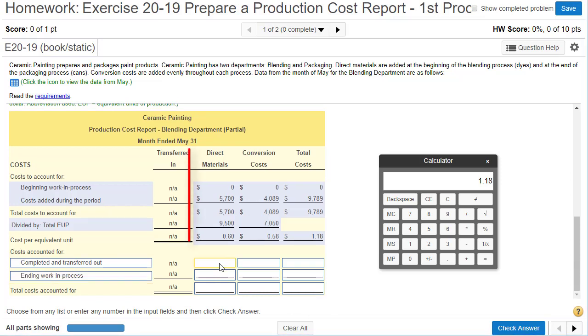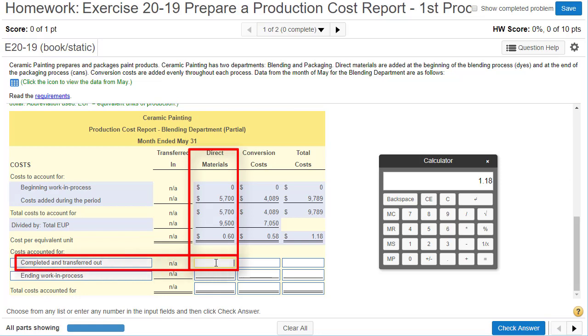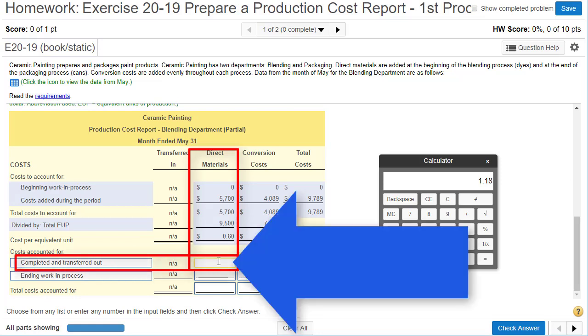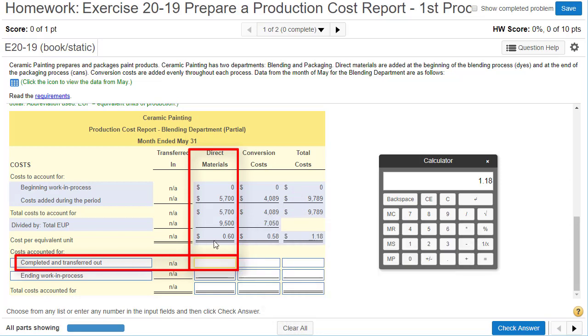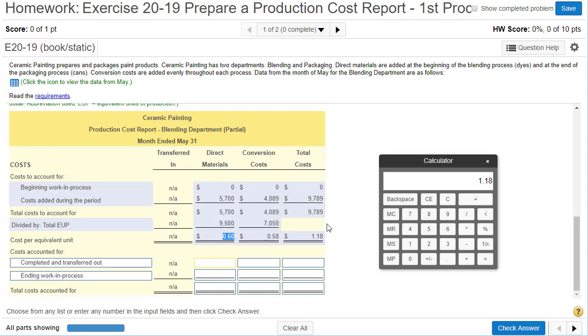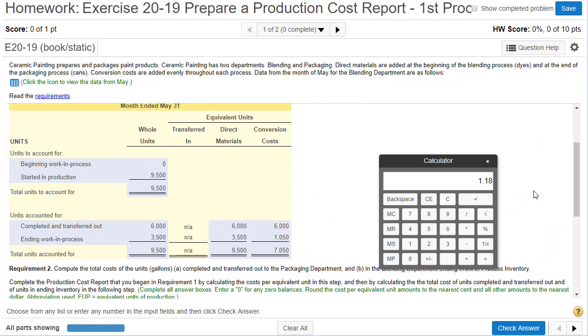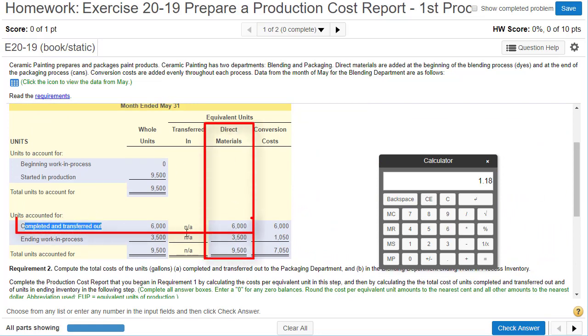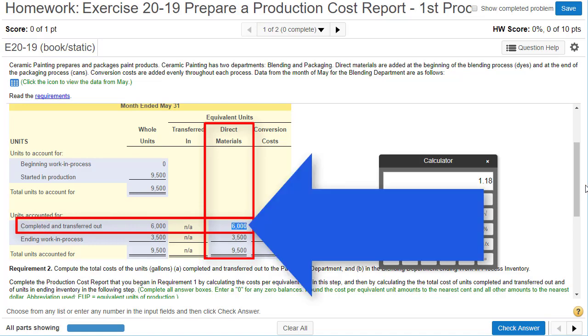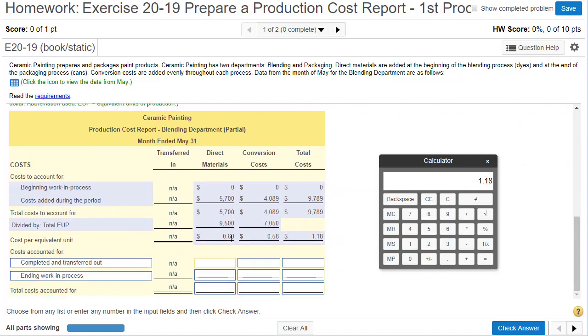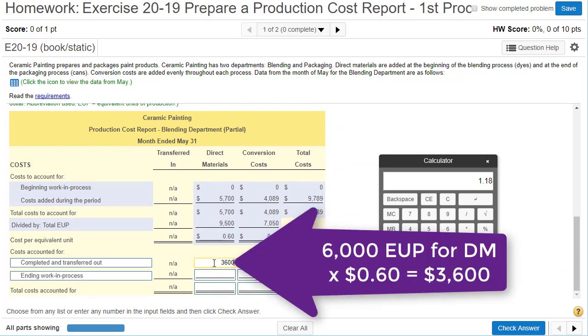So let's work on direct materials, and let's work on completed and transferred out. So we're working on this box here. To calculate the costs for the units that were completed and transferred out, we're going to take the 0.60 and then go back up here and get our equivalent units of production for direct materials for the amount completed and transferred out. So that's 6,000 units times 60 cents, which gives us $3,600.